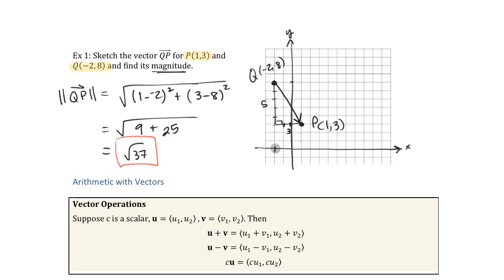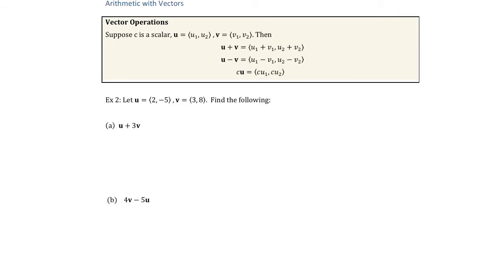All right, so let's do some operations, some arithmetic with our vectors. We can add vectors together, we can subtract them, we can multiply them by a number, by a coefficient or a scalar number, a real number. Let me show you how this works.